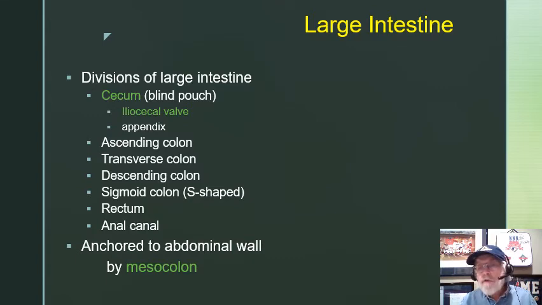We also know that as the small intestine was held to the posterior abdominal wall by the mesentery, the colon is held to the back of the posterior abdominal wall by what's called the mesocolon. So it's also a band of mesentery, a band of peritoneum, a double band that comes over and wraps around the colon all over the place, okay? And that's called the mesocolon, because meso means mesentery, and colon means colon.